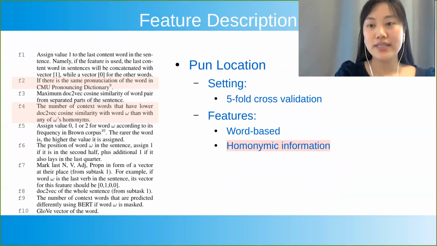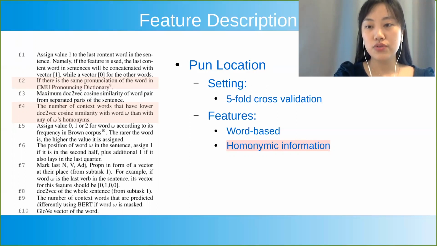Similarly, we tested some features for location of puns. In this task, we only experimented with 5-fold cross-validation with the same setting from pun detection. Here are the features we used. All the features are word-based and each assigns a vector or value to words. In this task, we added homonymic information.